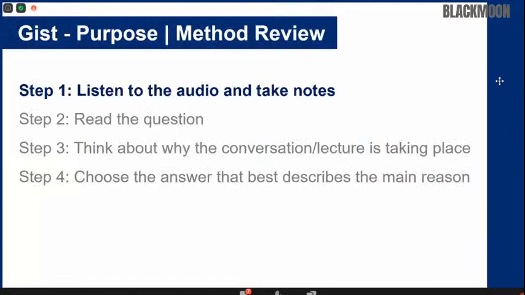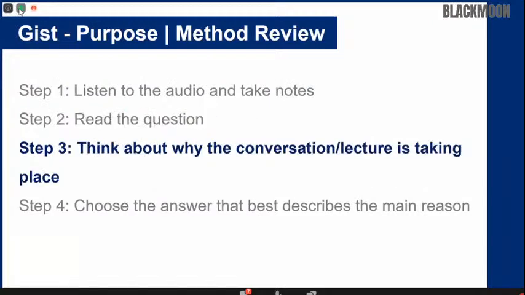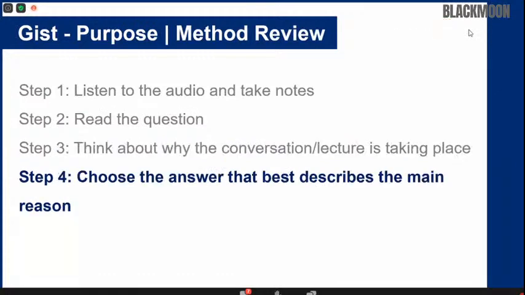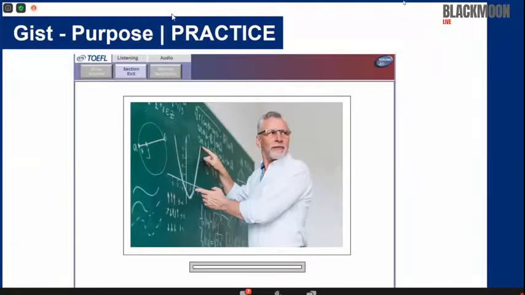Now, before we do the last one, let's quickly review the method. First, you need to listen to the audio and take notes. Then you need to read the question. Don't read the answer options. Think about why the conversation or the lecture is taking place. Again, in an overall sense, why is it taking place? Then choose the answer that best describes the main reason. Okay, let's do one final lecture. Here we go.